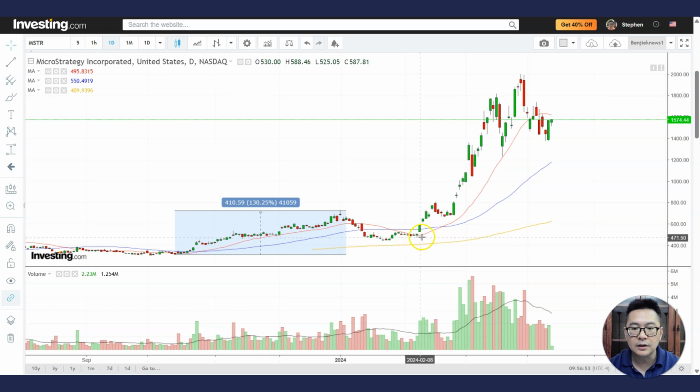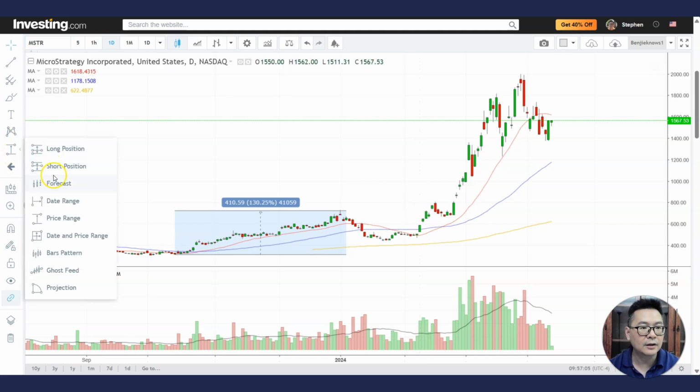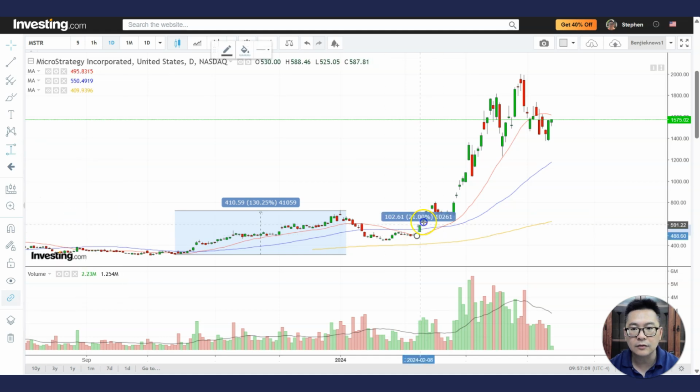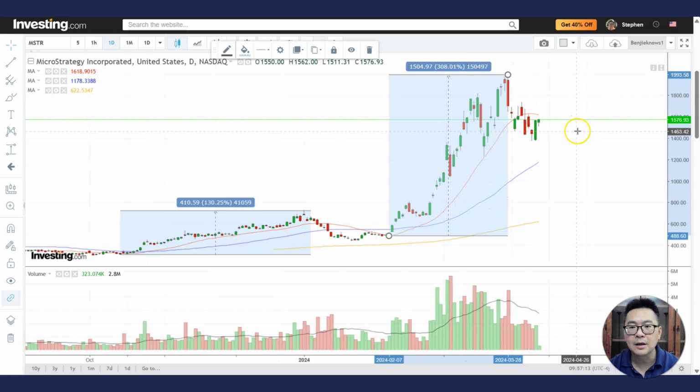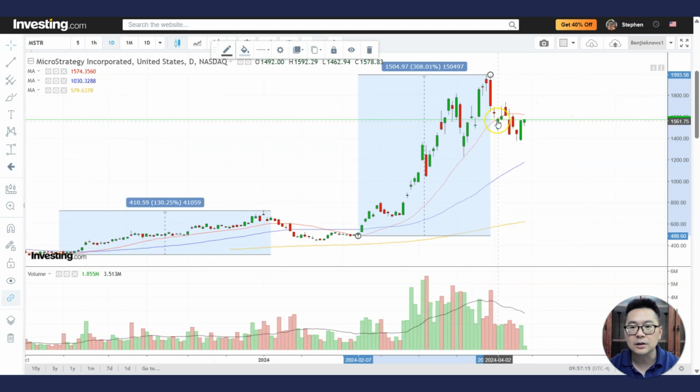So from here, it went above the 20 MA and all the way up. And it hasn't dropped below the 20 MA since about here, and you can see how far it has gone. Price range, okay, from about here to the top here is 300%, but after that it dropped below the 20 MA, and there is something you need to be careful about.